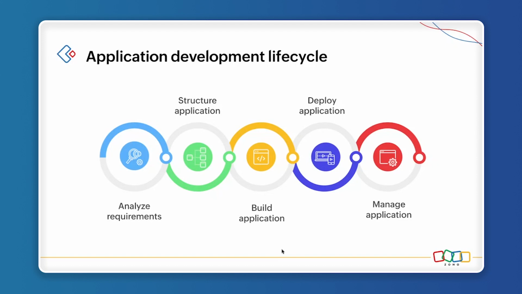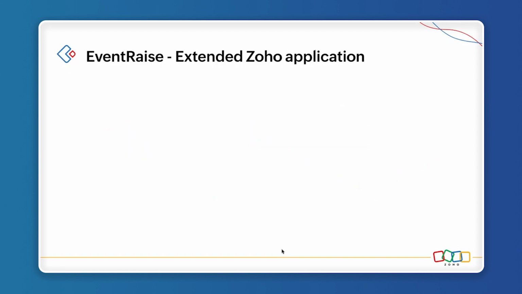In this session, we will discuss how we have analyzed the requirements, how we have structured the flow of the application, and we have already built the application for this requirement. We will be walking you through the application that we built for this fundraising event management. Now let's discuss analyzing the requirements. We have named this application Eventrise, and it comes under the category of extended Zoho or third party application, since I'm going to integrate my Creator with other Zoho applications for transferring the data.